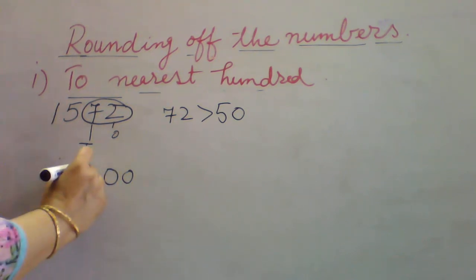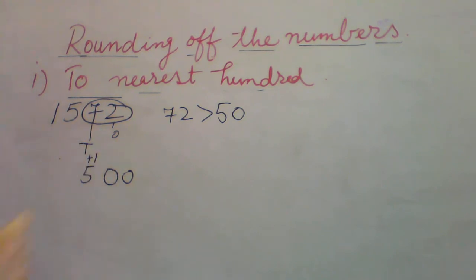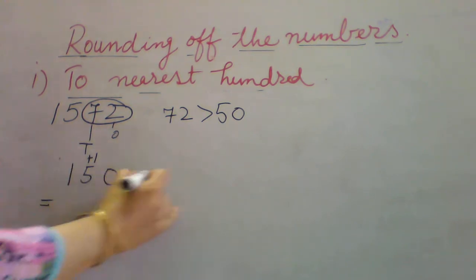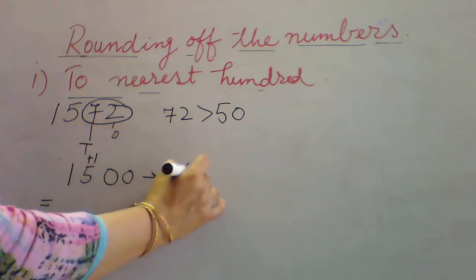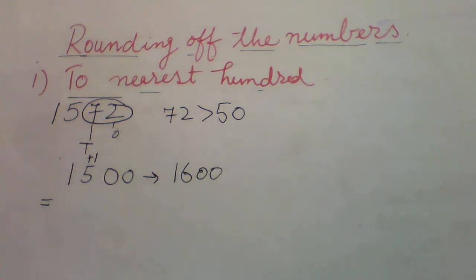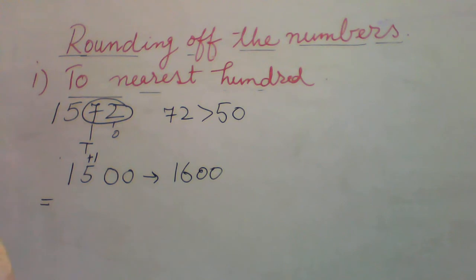And the number 5, we will increase by 1. To number 5 we will add 1, so the number will change to 1, 5 plus 1 is 6, 1600. The 1572 will change into 1600 after rounding off to the nearest 100.